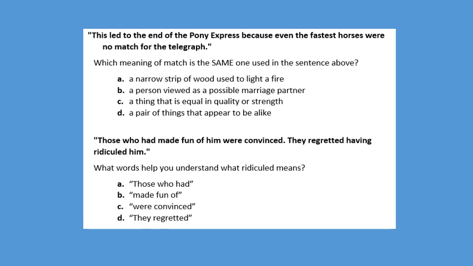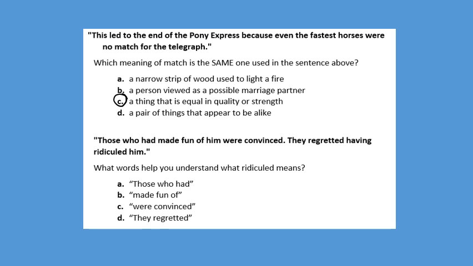This led to the end of the Pony Express because even the fastest horses were no match for the telegraph. Which meaning of match is the same one used in the sentence above? Match is a multiple meaning word. Does it mean a narrow strip of wood used to light a fire, a person viewed as a possible marriage partner, a thing that is equal in quality or strength, or a pair of things that appear to be alike? The correct answer is C, a thing that is equal in quality or strength.